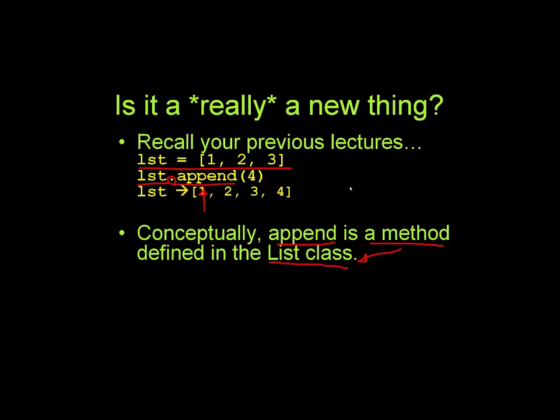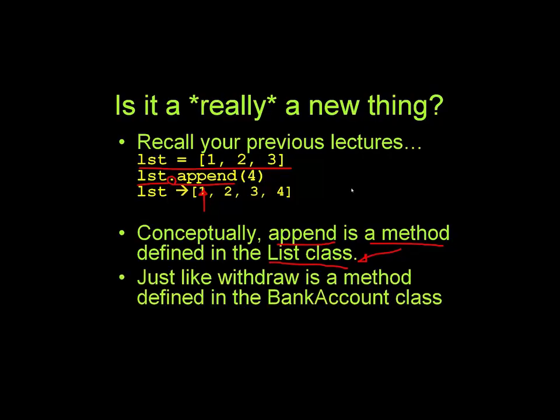The so-called new syntax that you've seen is not really new. You've just been using it earlier. You didn't really know that it's actually the OOP way of calling functions or methods, and hopefully now it's clearer. Just like withdraw is a method defined in the bank account, append is also a method that is defined inside this class.